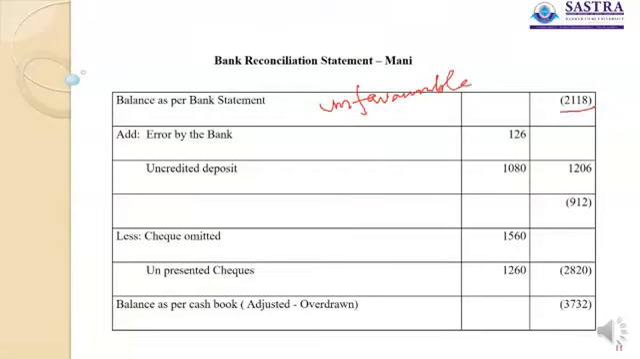Here, error by the bank, the transaction is reversed, and uncredited deposit is taken. The check omitted, unpresented checks. So what has happened here? This is 1206. So 912 is unfavorable again. And with such unfavorable balance, again the deductions and subtractions are put up.